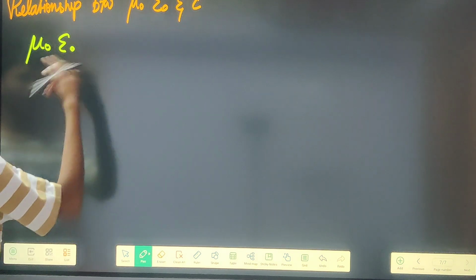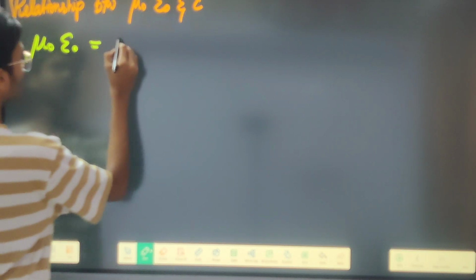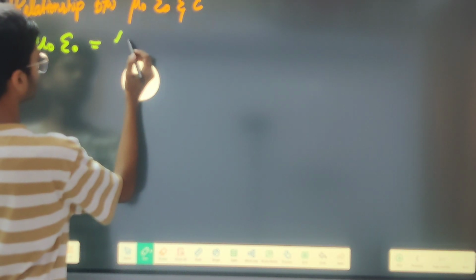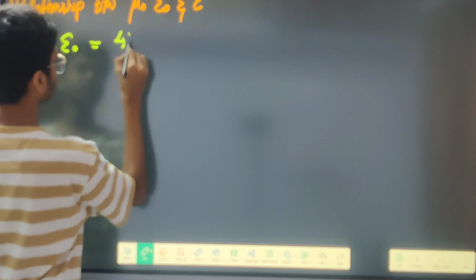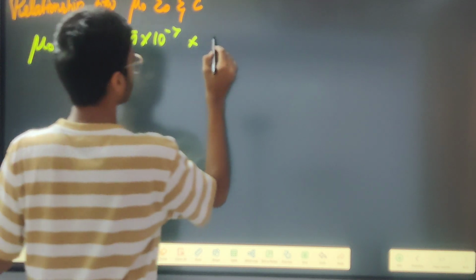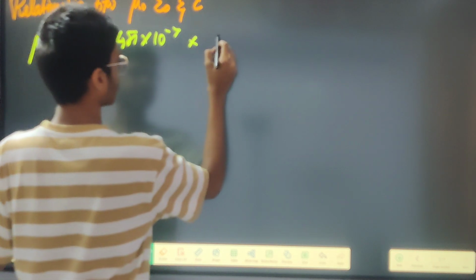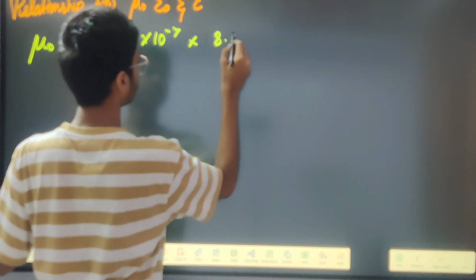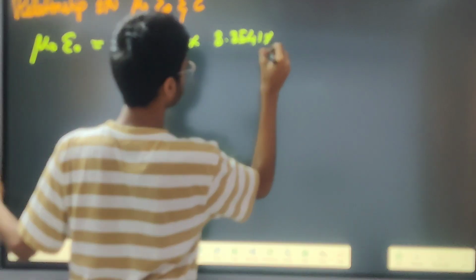I'm going to multiply mu naught and epsilon naught. What is mu naught? Mu naught is 4 pi into 10 to the power of minus 7. And what is epsilon naught? Epsilon naught is 8.8541 into 10 to the power of minus 12.